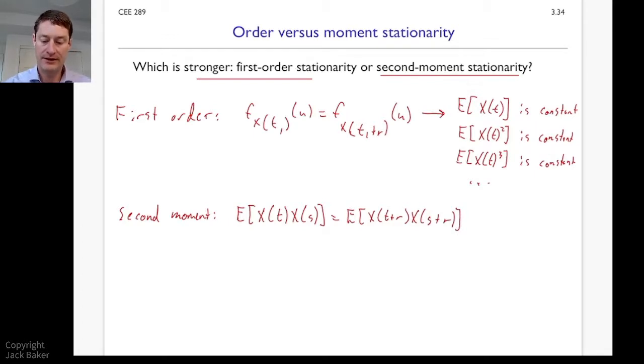But this expectation is at two different points in time, and I can't guarantee in this first order stationarity that the expectation of the product of the x at two different points in time is constant because I don't have any constraint on the joint probability density functions at 2 points in time. I only have this kind of marginal probability density function constraint. So in the end, neither of those conditions is stronger. Because they address different properties.